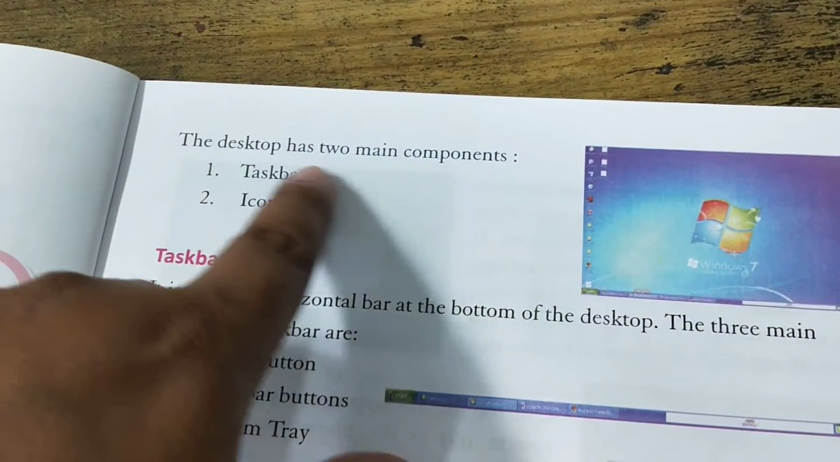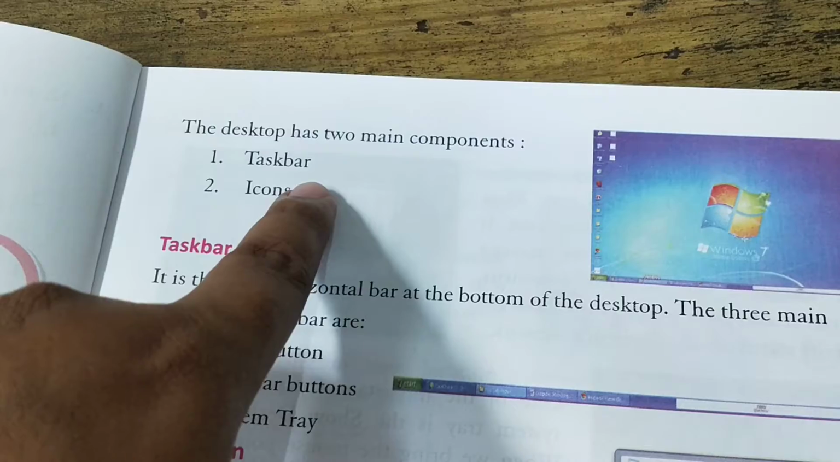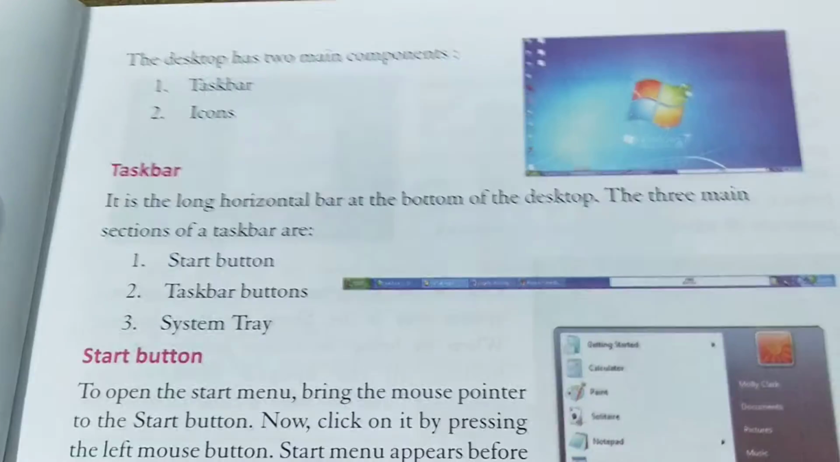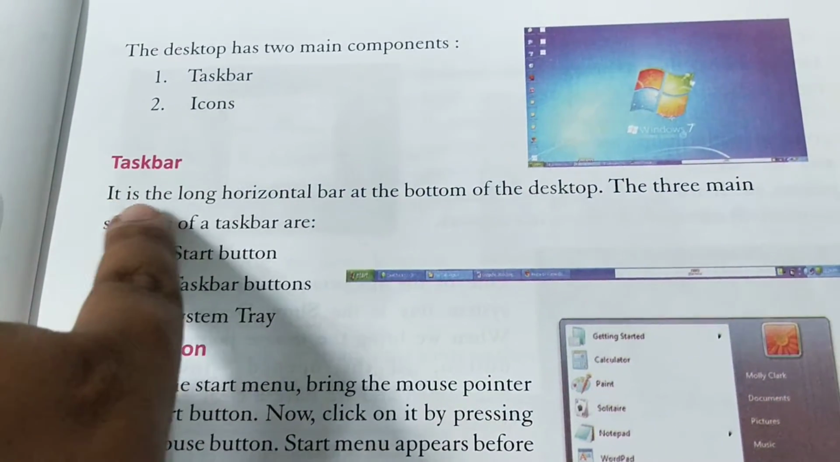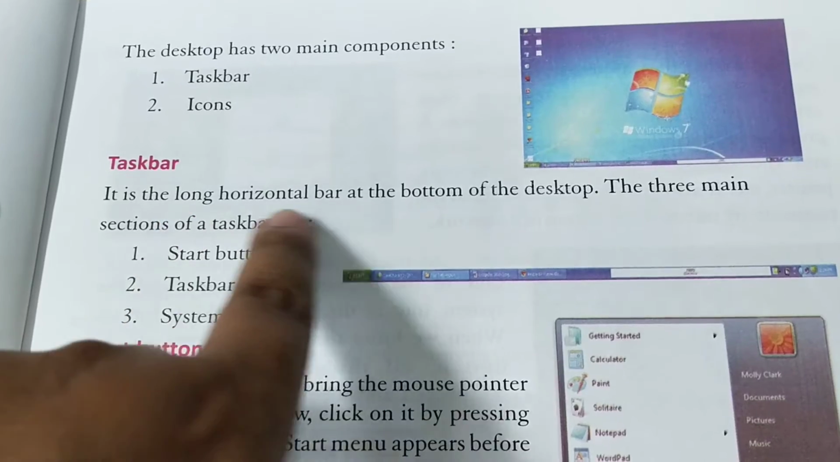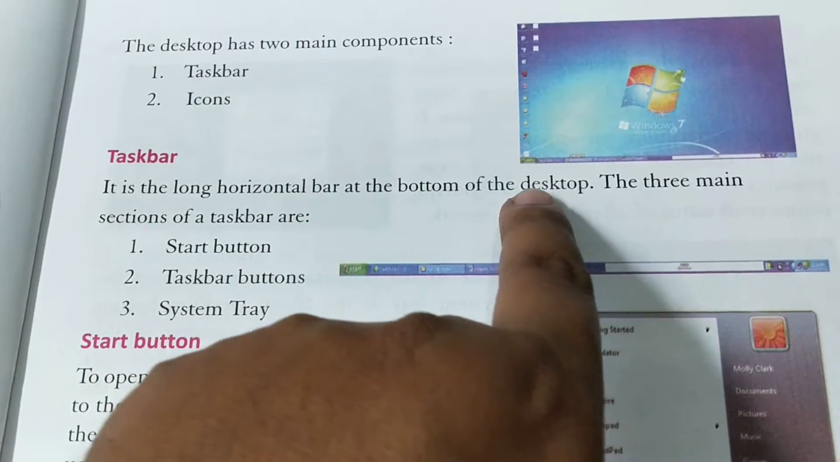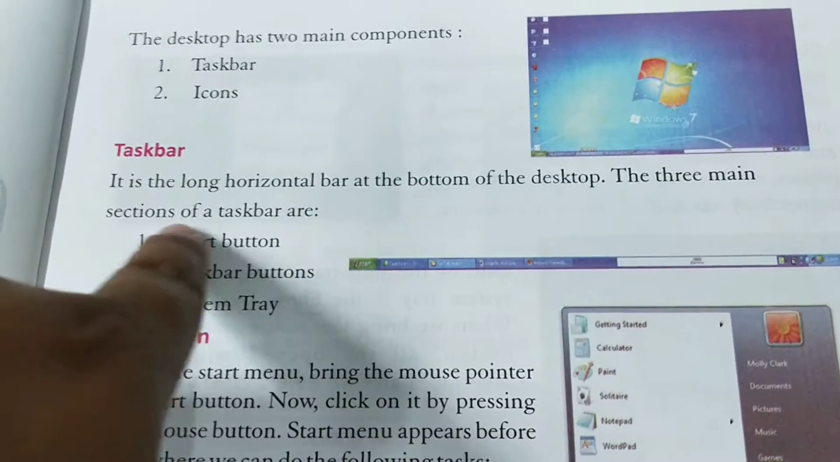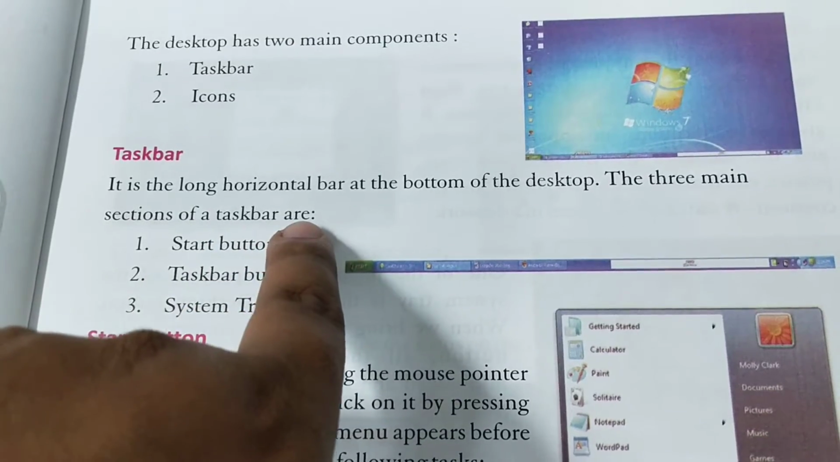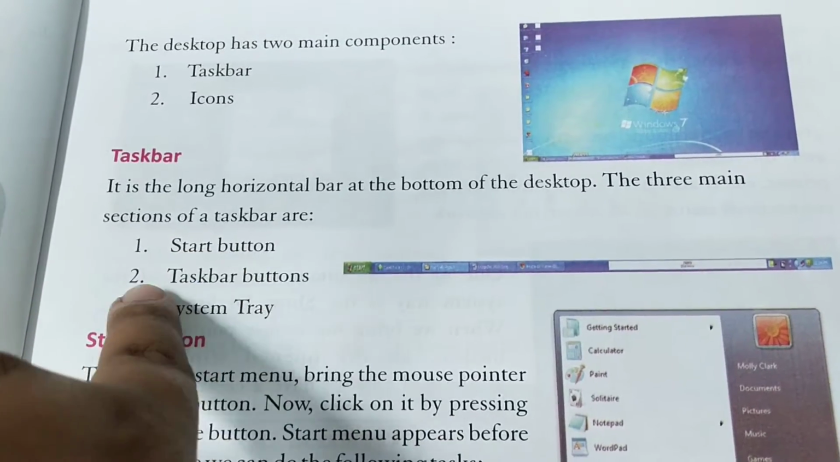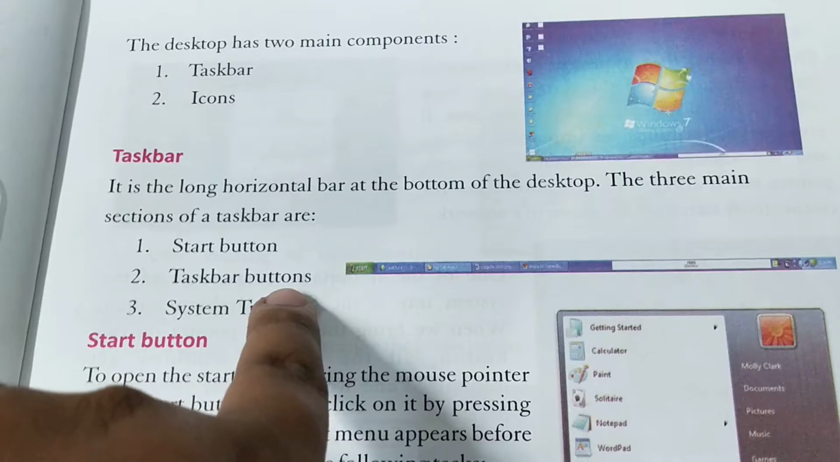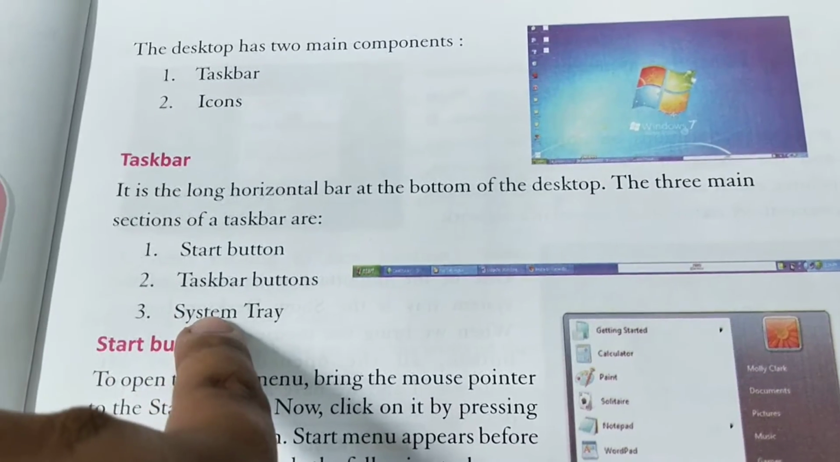The desktop has two main components. Number one, taskbar. Number two, icons. Taskbar. It is the long horizontal bar at the bottom of the desktop. The three main sections of a taskbar are: number one, start button; number two, task button; number three, system tray.